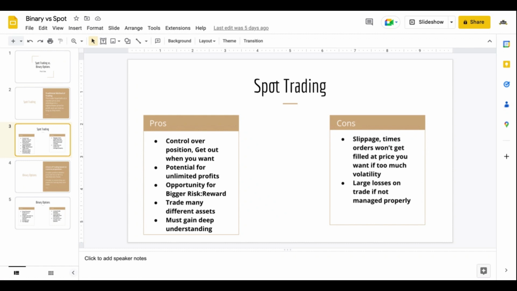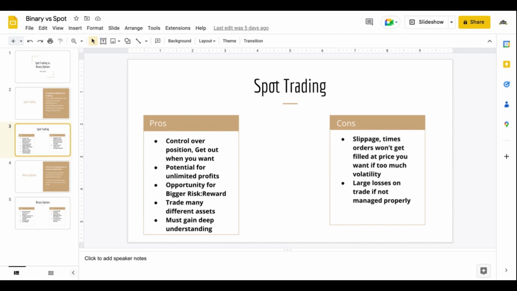All right. So the cons. The cons of spot trading is you can deal with slippage. So what is slippage? Slippage is basically times when orders won't get filled at a price you want if there's too much volatility. So say you wanted to get filled at 103.50. Say you had a stop loss there, right? And the market is news. It's news today. The news is at 8:30 and the market just spikes in 1 second and goes straight past your stop loss. That's slippage.